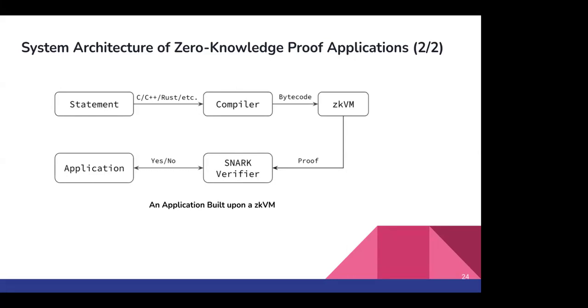Basically, you can write your statements in a high-level programming language and use a compiler to convert them to bytecode. This bytecode will be run inside the ZKVM. After running your bytecode, the ZKVM will prove every instruction has been performed correctly and generate a proof accordingly. So this proof can be used for any type of application.